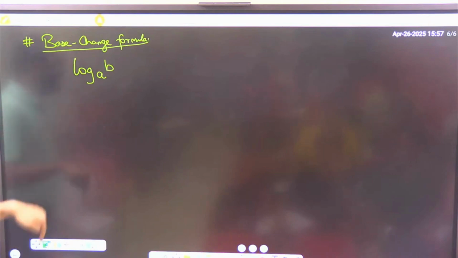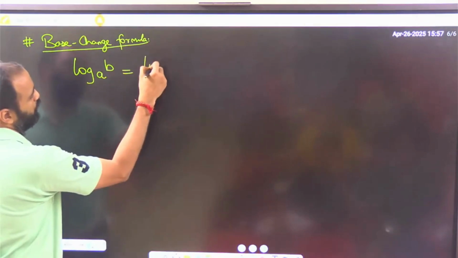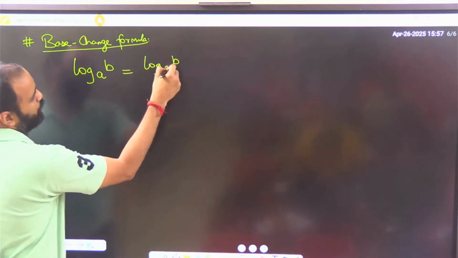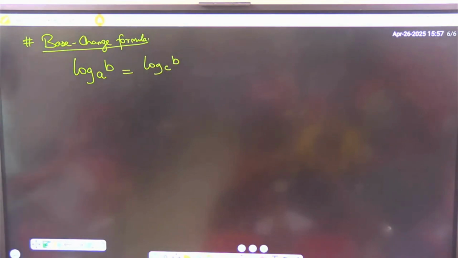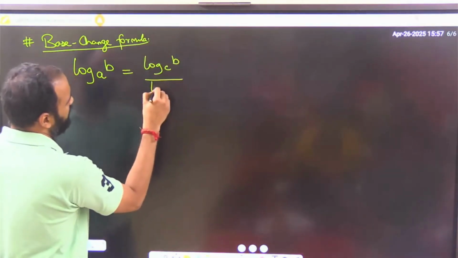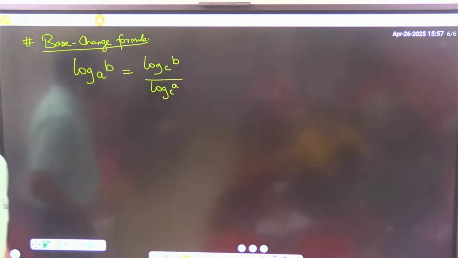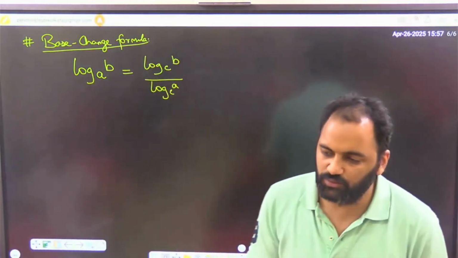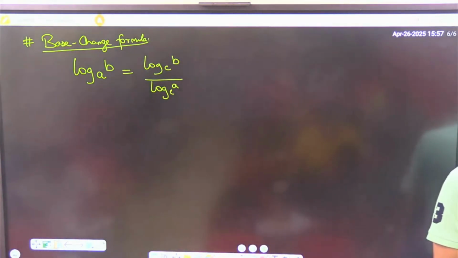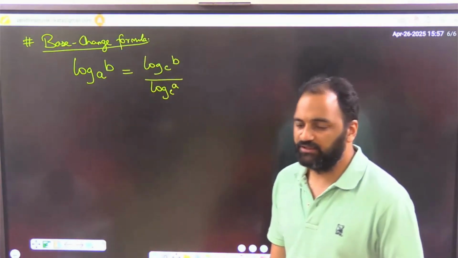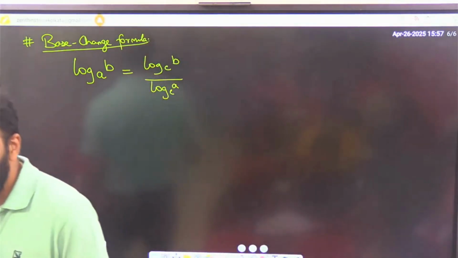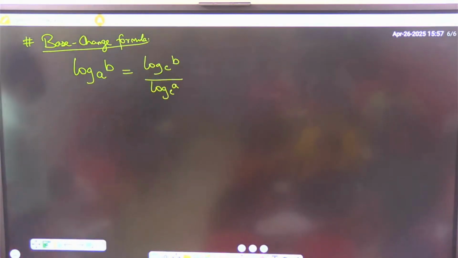So log b to the base a is equal to log of b to the new base, whatever c, which could be any number of your choice, log b to the base c divided by log a to the base c. The number to the new base divided by log of the old base to the new base. This is the base change formula. This formula will help us to change the base of a given log to any new value.